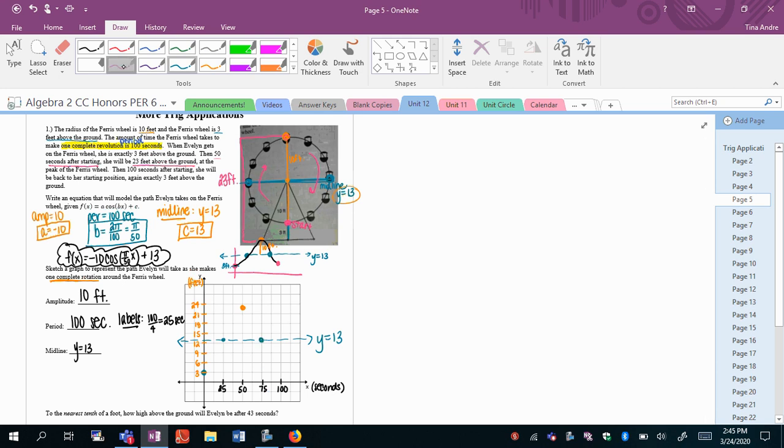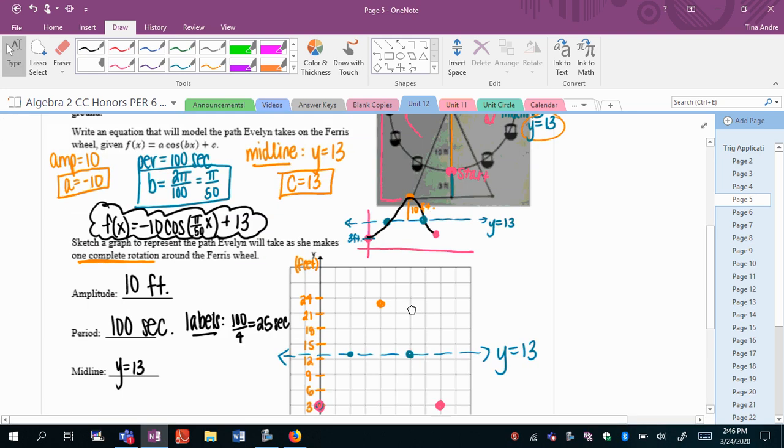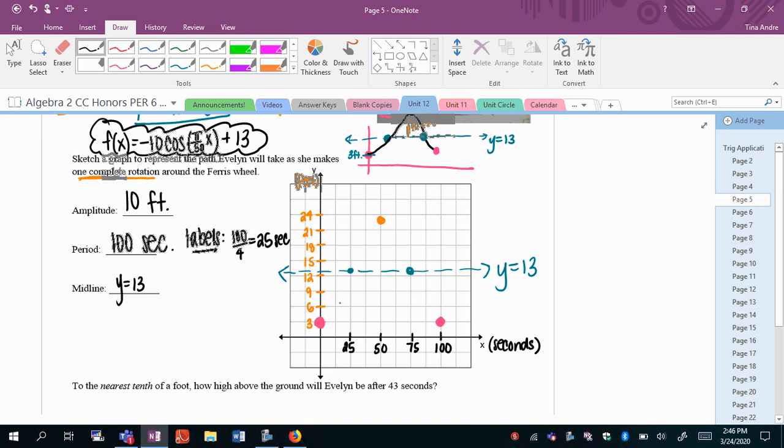And then when we're all done, 100 seconds in, we're back at the starting position. So I'm trying to color code these points so you can see where they come from. Now when I connect this, let me zoom in, I connect, and we get our cosine curve. And again, we could continue this pattern over and over.